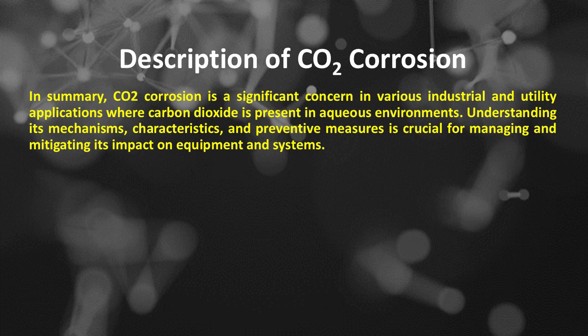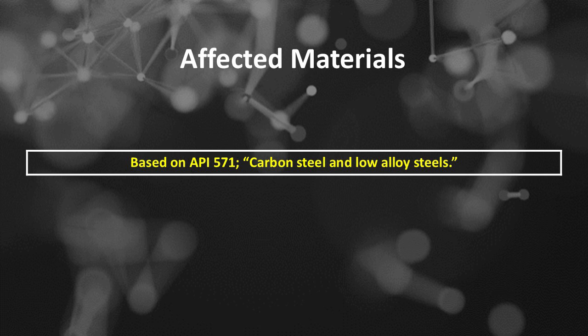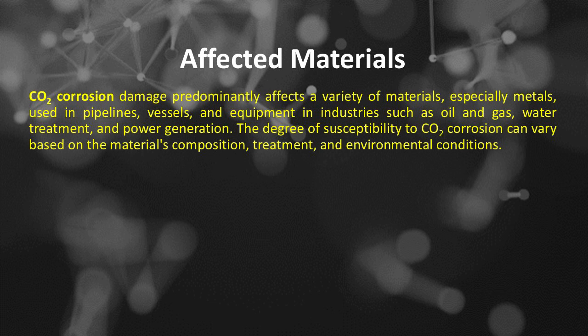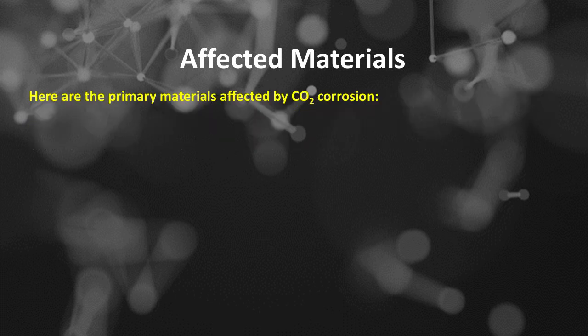CO2 corrosion affected materials based on API 571: carbon steel and low-alloy steels. CO2 corrosion damage predominantly affects a variety of materials, especially metals, used in pipelines, vessels, and equipment in industries such as oil and gas, water treatment, and power generation. The degree of susceptibility to CO2 corrosion can vary based on the material's composition, treatment, and environmental conditions. Here are the primary materials affected by CO2 corrosion.